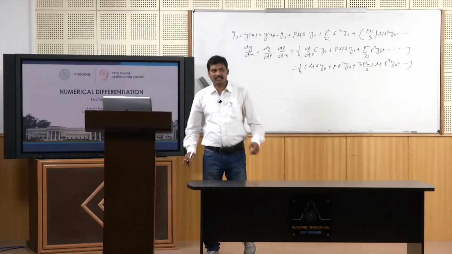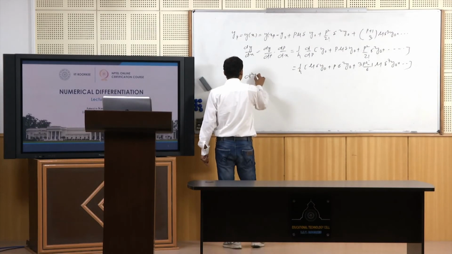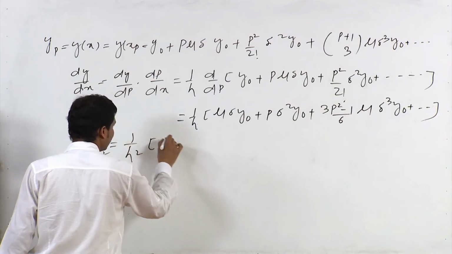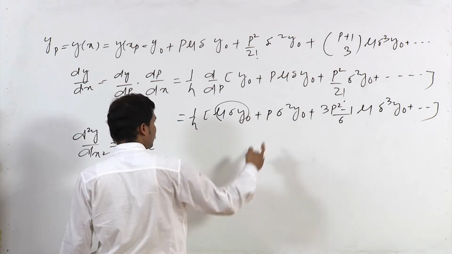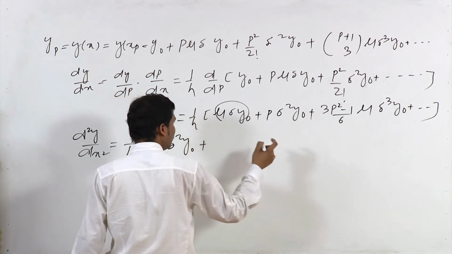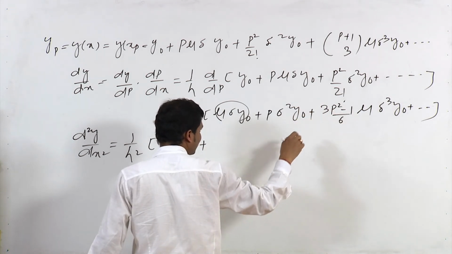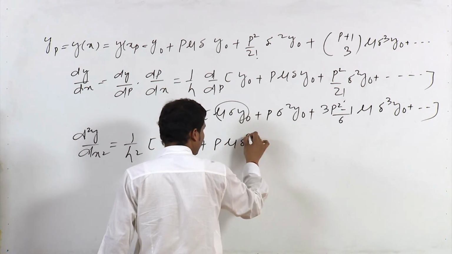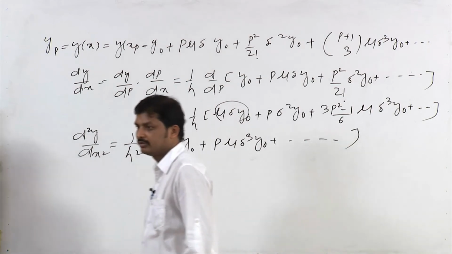If we take one more differentiation, that is d square y by dx square, it can be written as 1 by h square. The first term is treated as a constant here, so it starts from the immediate next term: delta square of y0, then 3 into 2 into p here. So 6 by 6 cancels out. That is why it can be written as p mu delta cube of y0 plus the rest of the terms here.